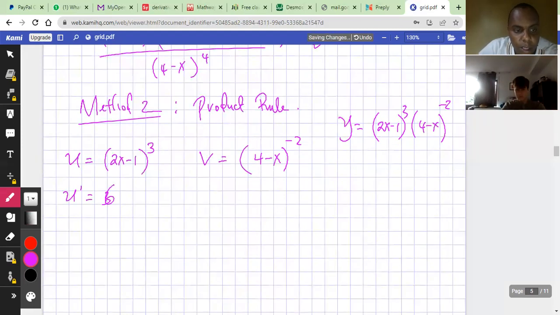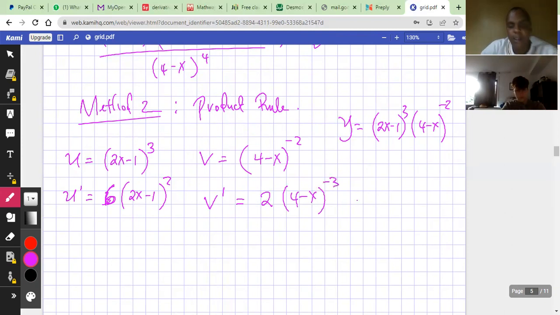And so u prime is 3 times 2, which is 6. So it's actually 6 times (2x minus 1) squared. And then v prime is going to be negative 2, negative again, that's going to be 2, and then (4 minus x) to the power of negative 3, right?